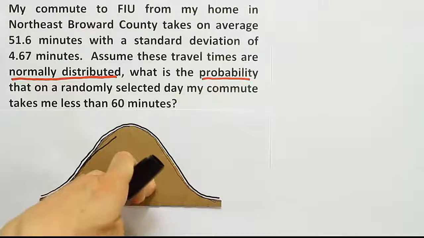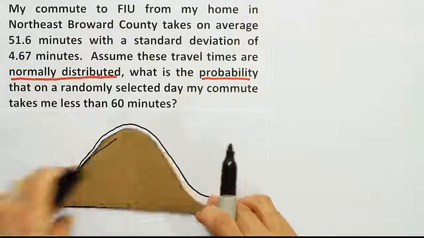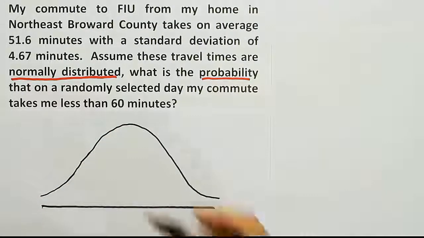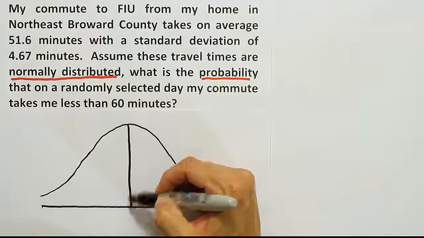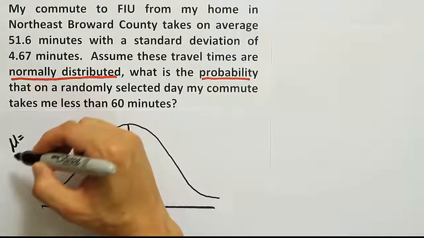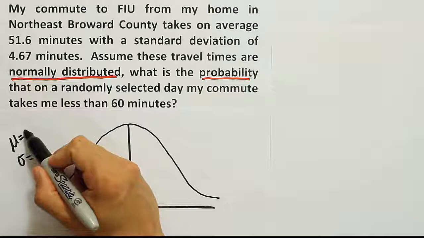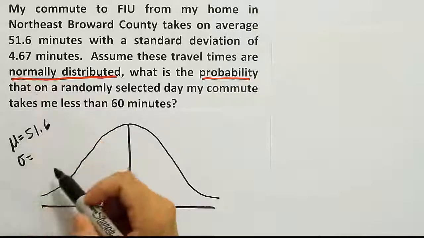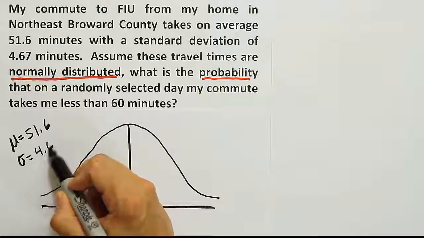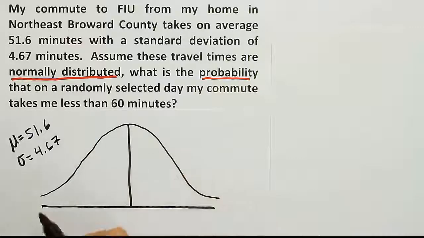Okay, so there's our bell curve. We'll label the mean and the standard deviation off to the left like we always do. The mean here is going to be 51.6 minutes and standard deviation of 4.67 minutes. Then we'll have a z-axis with the center at 0 and an x-axis that represents a commute length of time, and the average commute length is 51.6 minutes. Okay, so that goes in the center.